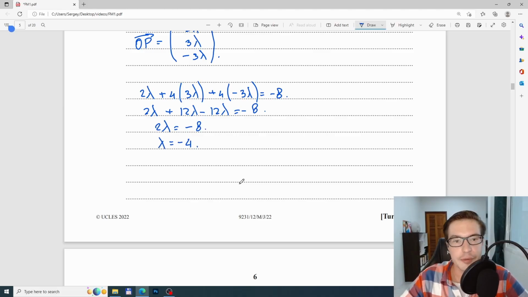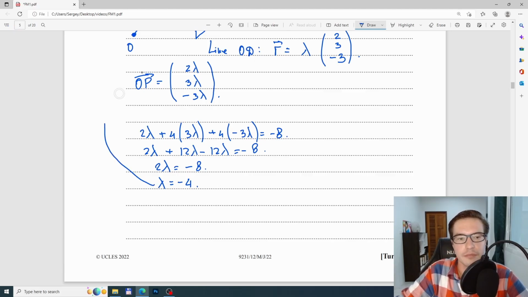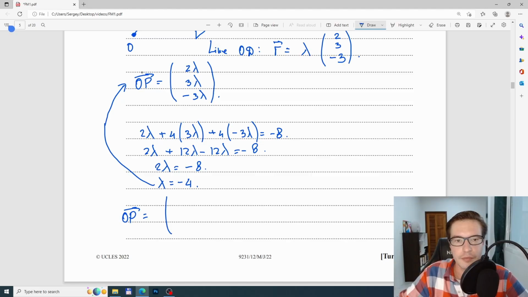Now let's substitute this value of lambda into vector OP, basically here. And we'll get OP equals -8, -12, and +12. That's the answer.